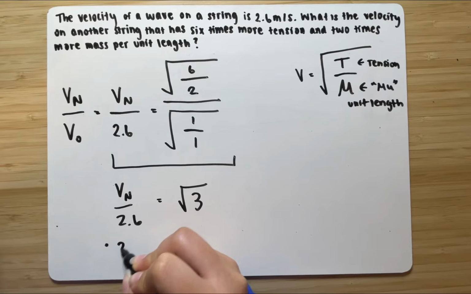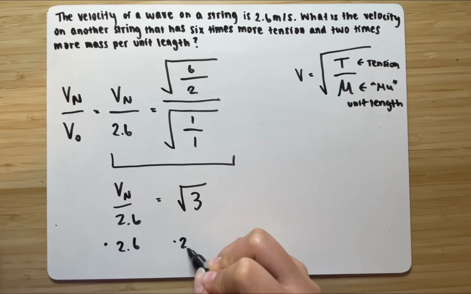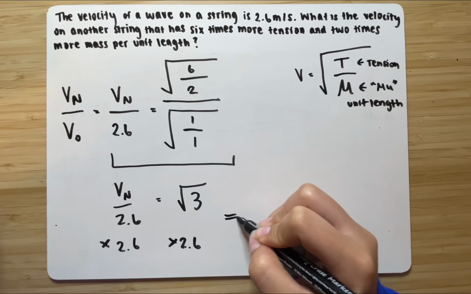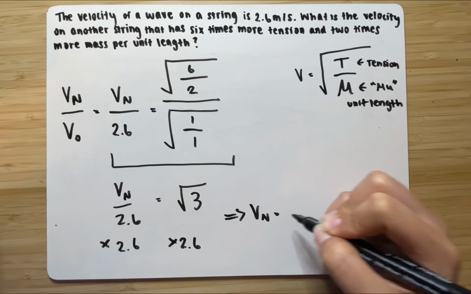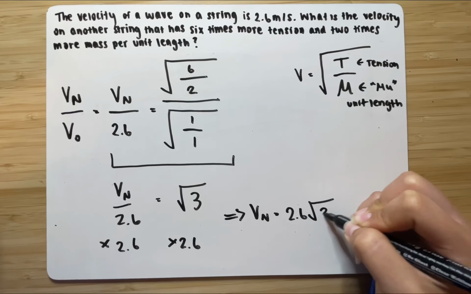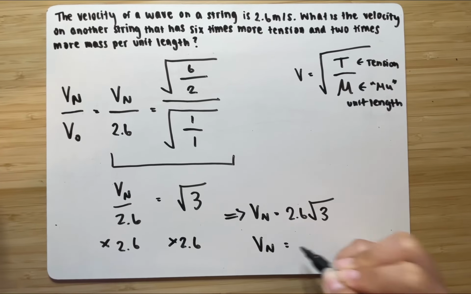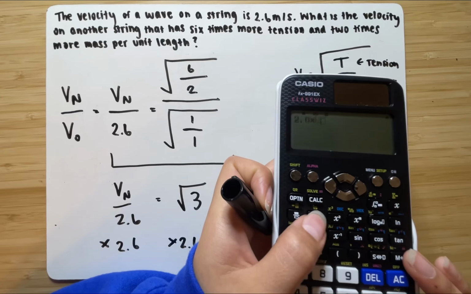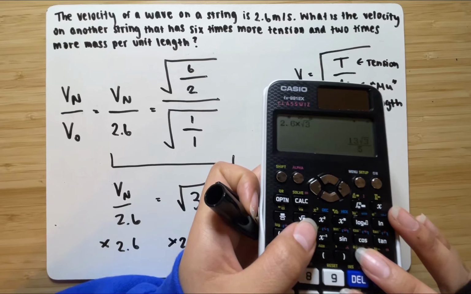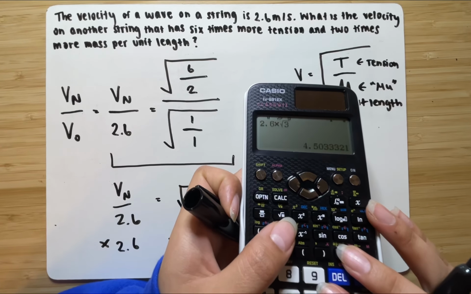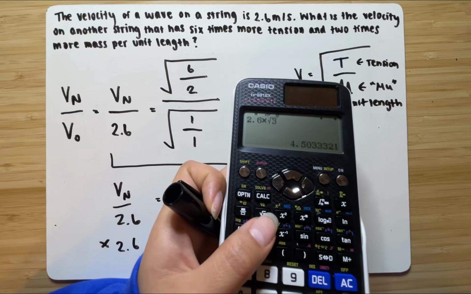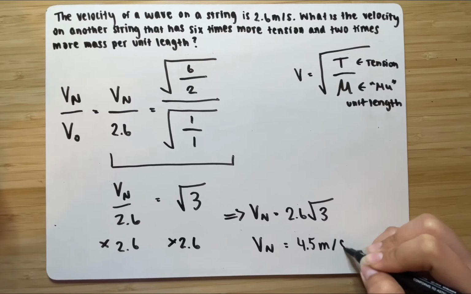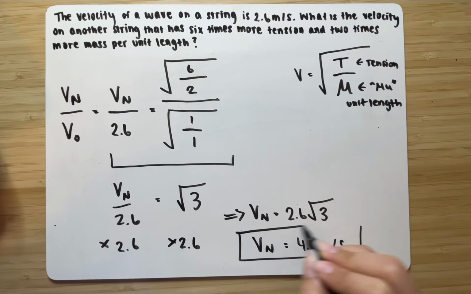So you multiply 2.6 on both sides. All right? So you should have v sub n is equal to 2.6 times the square root of 3. That, which is 4.5 trailing other numbers. So it will be 4.5 meters per second. So this would be your answer.